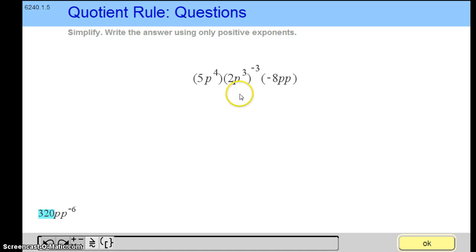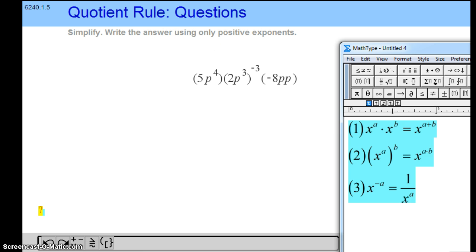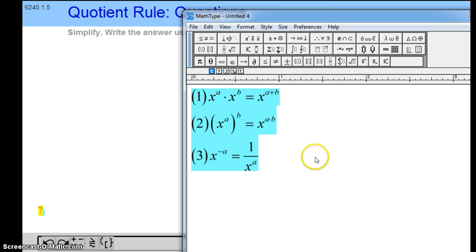This video is on the quotient rule question, so we are going to solve a problem like this. The first thing is you need to know the rules for exponents, right? It asks you to write only using positive exponents. So I typed out a few rules.